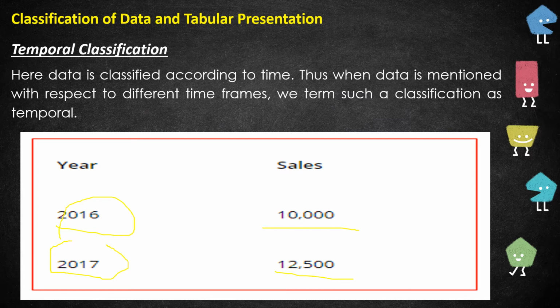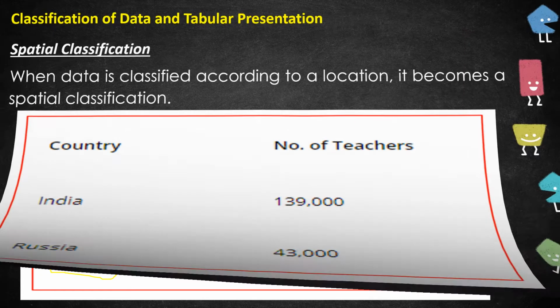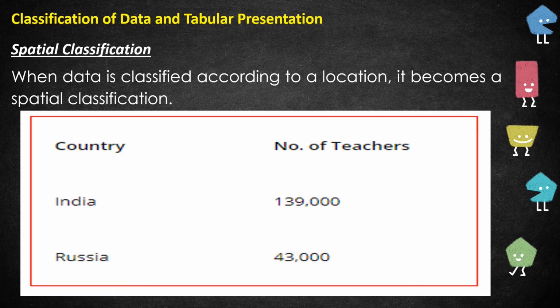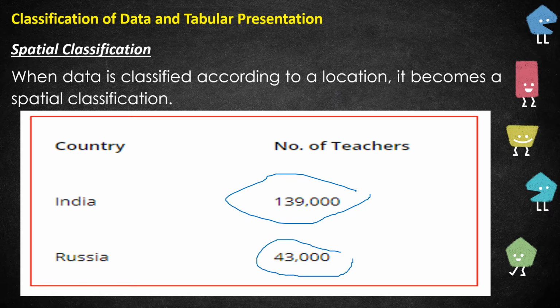How about the spatial classification? When the data is classified according to a location, it becomes a spatial classification. For example, we have a country and number of teachers here. As presented, we have 139,000 for India and 43,000 for Russia.